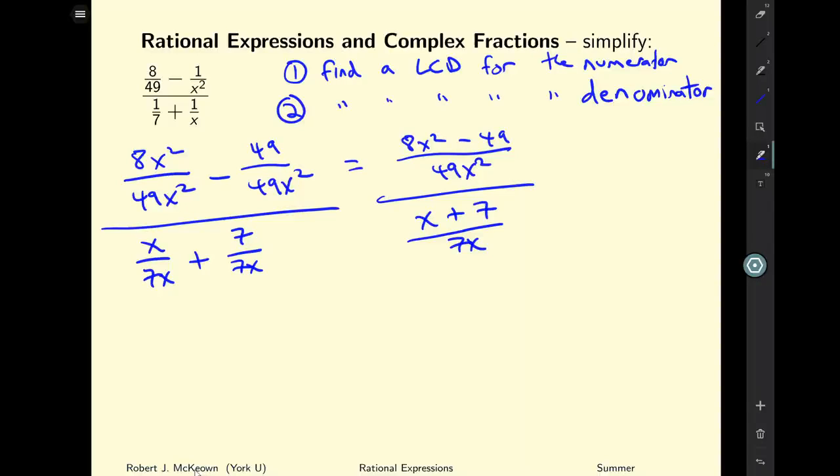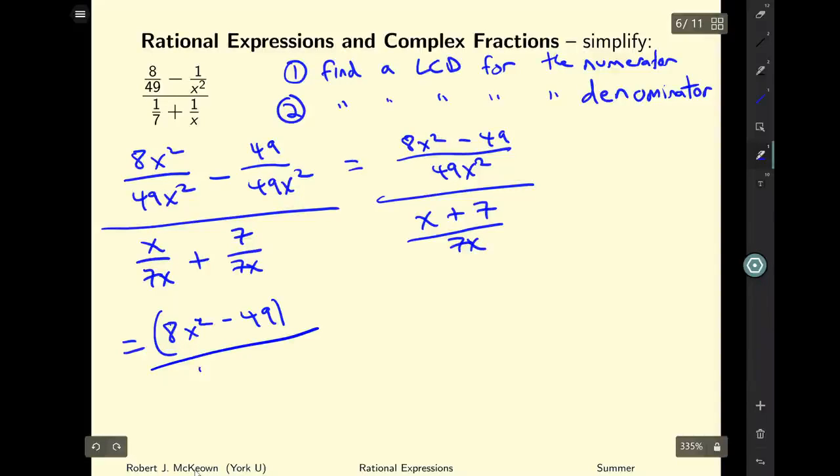Well, the rule of the operator is to flip the denominator's numerator and denominator and then multiply it by the numerator, what's at the top. So I can rewrite this as 8x squared minus 49, multiplied by, well, maybe I'll write it out like this. I'll just rewrite it like that. And this whole thing is going to be multiplied by 7x over x plus 7.